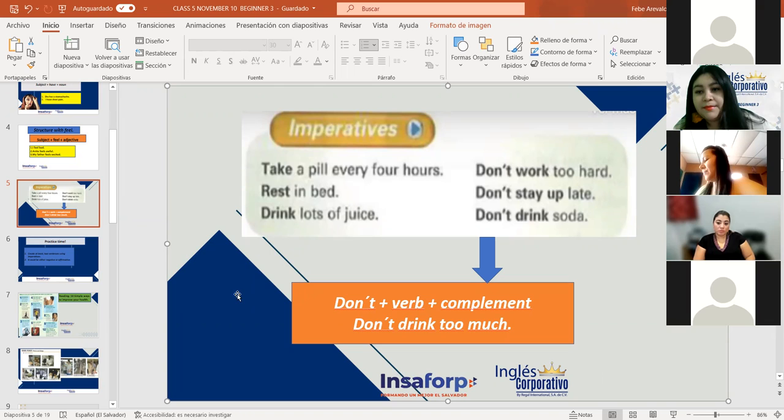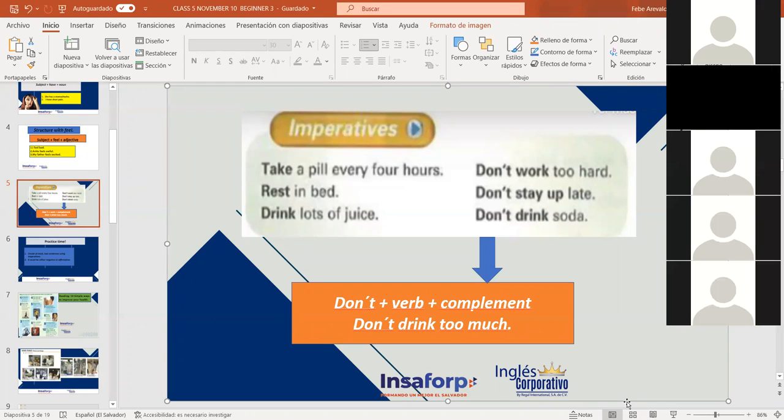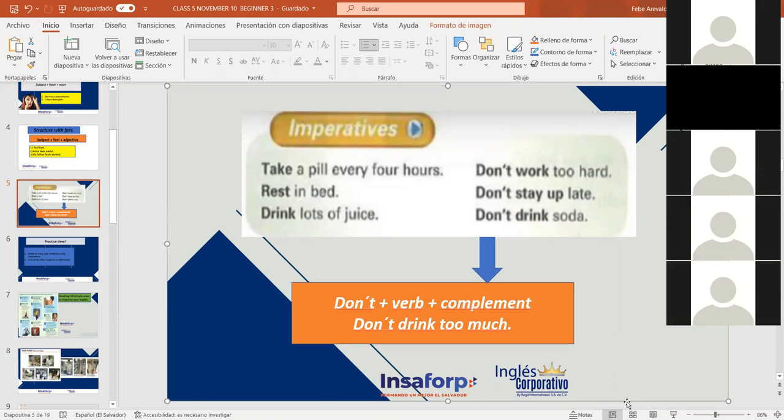Let's go with Mary. Take aspirin every 6 hours. Rest in bed for 3 days. Excellent, I like that one. Rest in bed for 3 days. Thank you, Mary. What about somebody else? Me faltan chicas, a ver. Let's see. What about Karen Martinez?